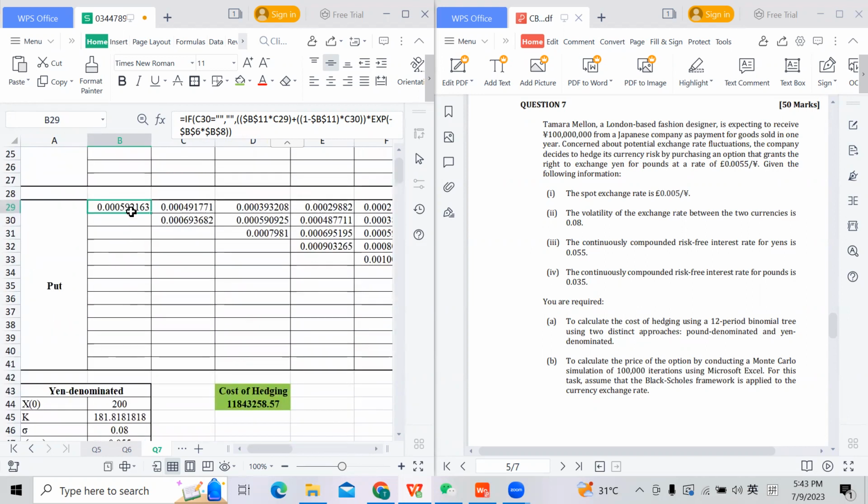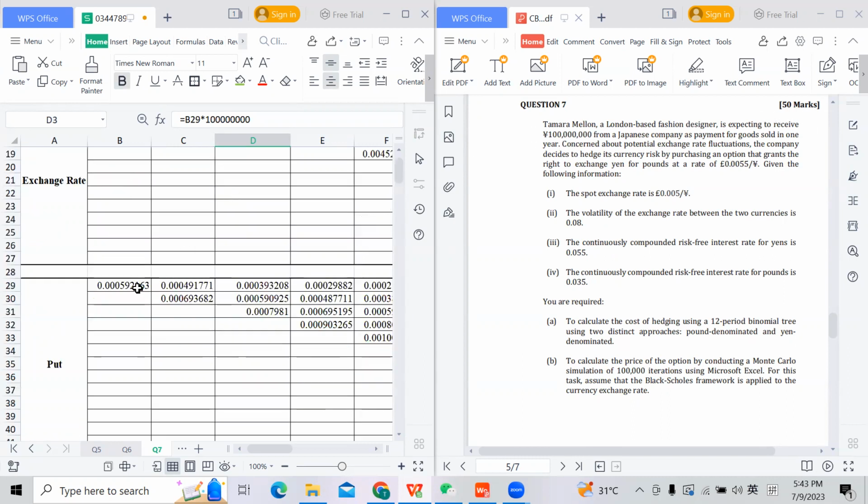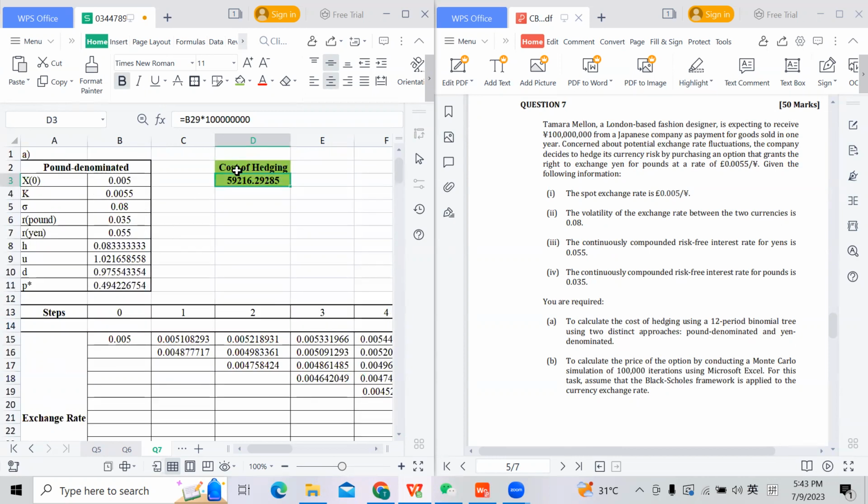So we will get a value of 0.00592163. Now we can get our cost of hedging. But remember, we are going to receive 100 million yen, and this value is just for 1 yen, so we need to multiply by 100 million.